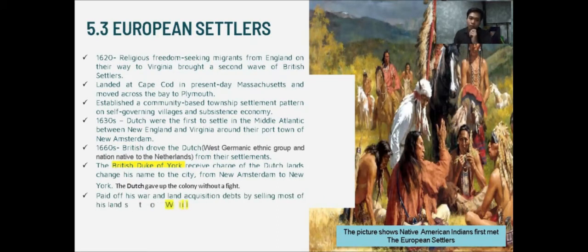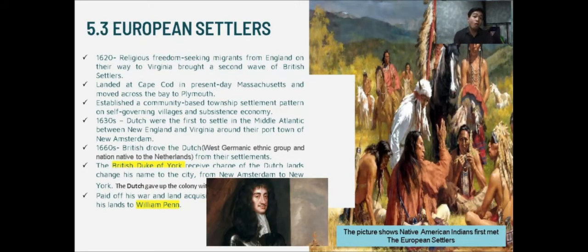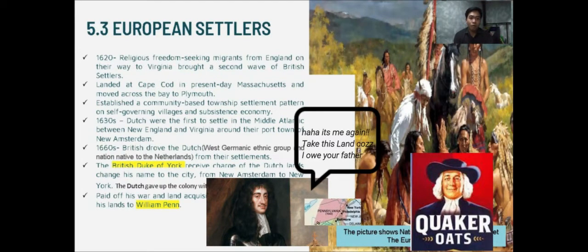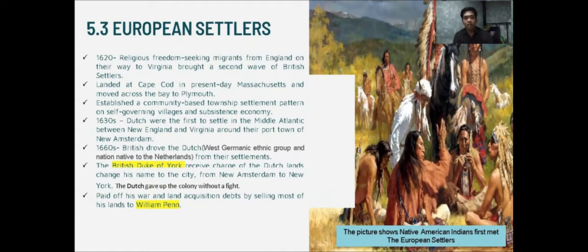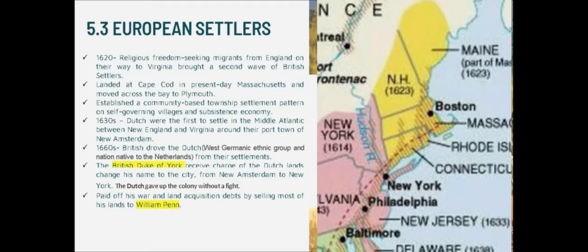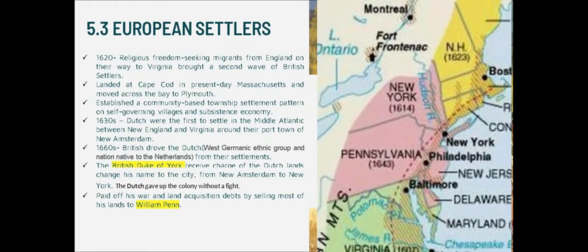Then, on March 4, 1681, King Charles II of England granted William Penn land in America as payment for a debt of £16,000 the king owed to Penn's father, an admiral in the British Navy. He named the new colony Pennsylvania, or Penn's Woods, for the Penn family.